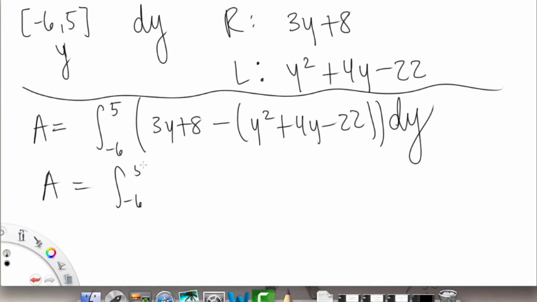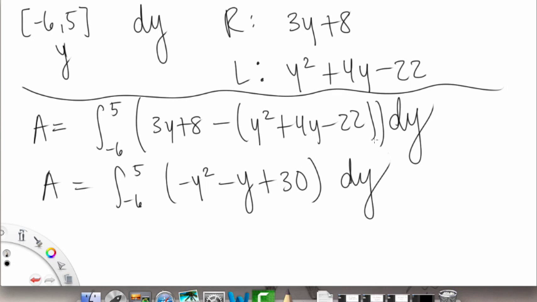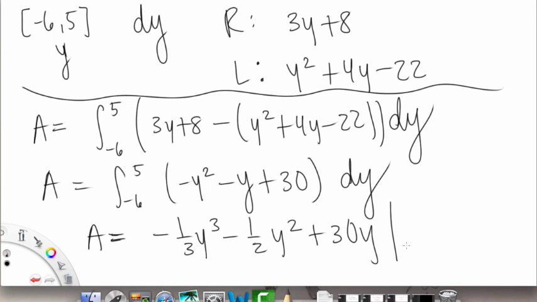We'll solve for this. So negative 6 to 5, and then this is going to become a negative y squared, and then we have a negative y, and a plus 30, okay? So that's what we have, and now we can integrate here. So we get our area is equal to negative 1 over 3 y to the third minus 1 over 2 y squared plus 30y, okay? And we're evaluating from y equals negative 6 up to y equals positive 5, okay?